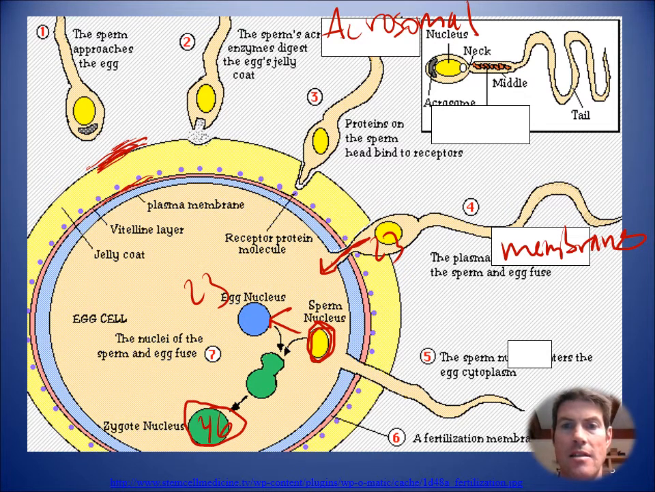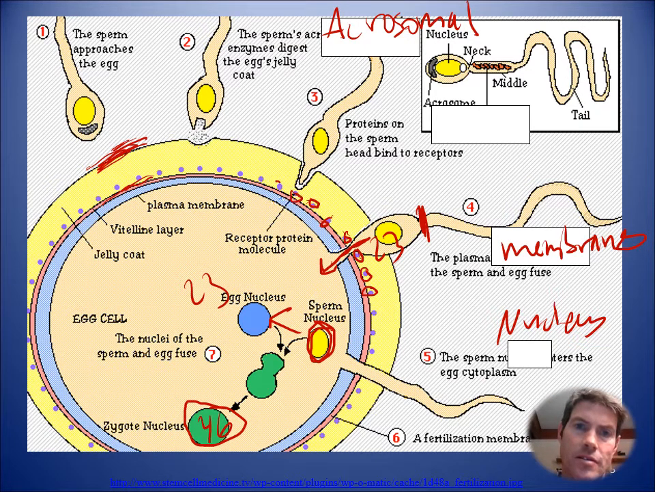And you'll notice that the tail does not enter the egg, so just the nucleus enters, not the tail. And then right after that happens, these are little vesicles. This is for the cortical reaction. So once the membrane is breached and that nucleus is in there, these break open, and that's called the cortical reaction, and that hardens. It hardens the membrane.